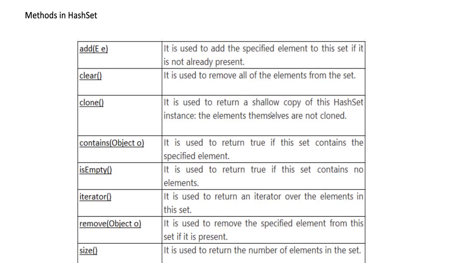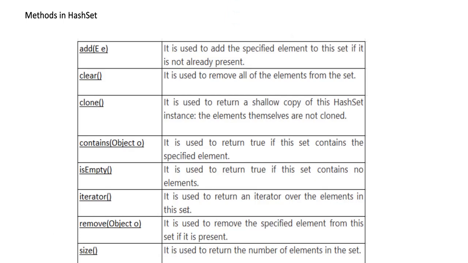We can use this clone method to copy one set to another. Contains will check whether that particular element is present or not. If it is present, it will return true. Otherwise, it will return false. Here we cannot check using an index value; we have to specify the element we are looking for. isEmpty is used to return true if this set contains no elements.